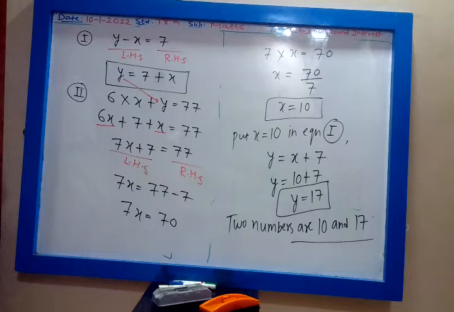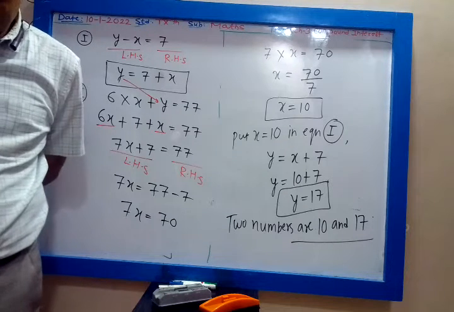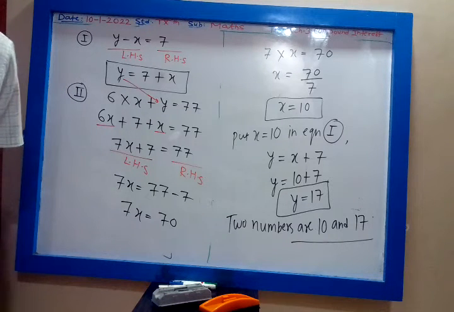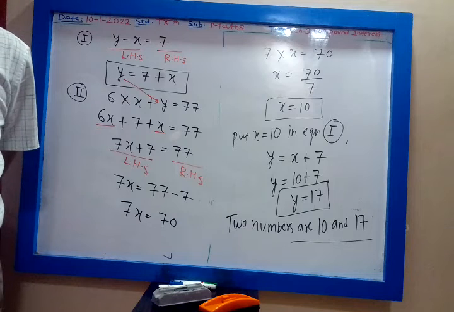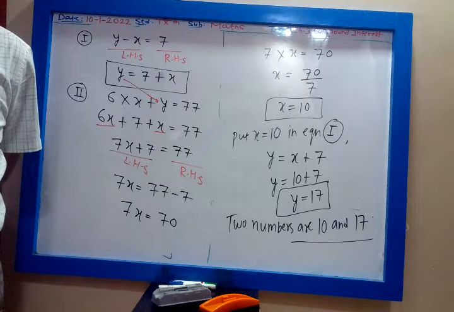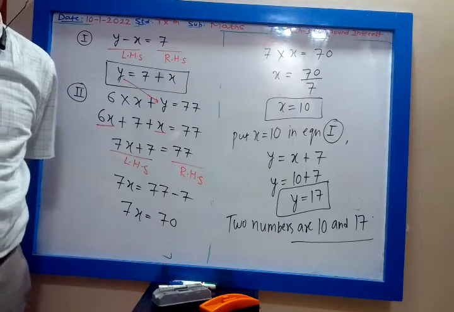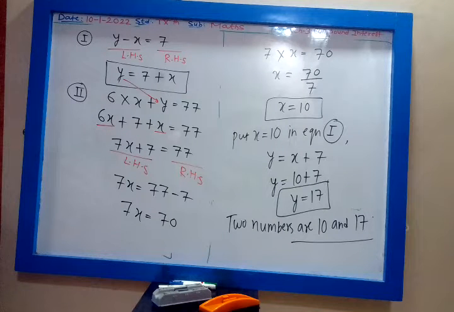17. You write it fast, one side. Okay. Now question 17th: the length of a rectangular plot exceeds its breadth by 5 meter. If the perimeter of the plot is 142 meter, find the length and breadth.